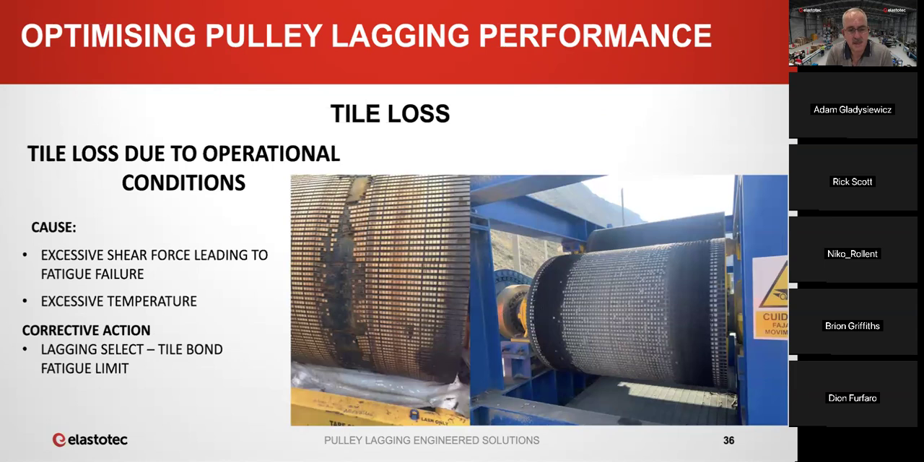This is the second problem that we looked at, which is due to operational conditions. So this is where the tiles are literally being ripped out of the rubber backing due to excessive force. This photo on the left, this is a high tension bend pulley. Here the tiles are being ripped out because this pulley is contacting the dirty side of the belt. The belt is worn, and as a result, there are very high localized shear forces in the center.